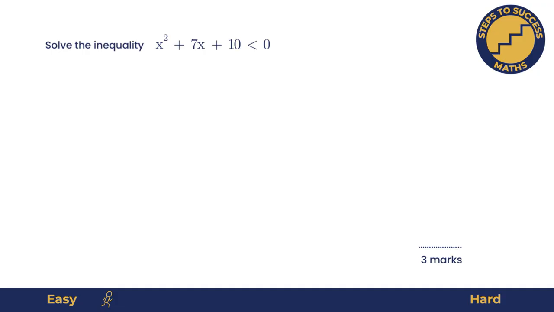In this video, we're going to work through exam questions on quadratic inequalities. We're going to start with the easiest and work through to the hardest. Pause the video, have a go, and we'll go through it together step by step.